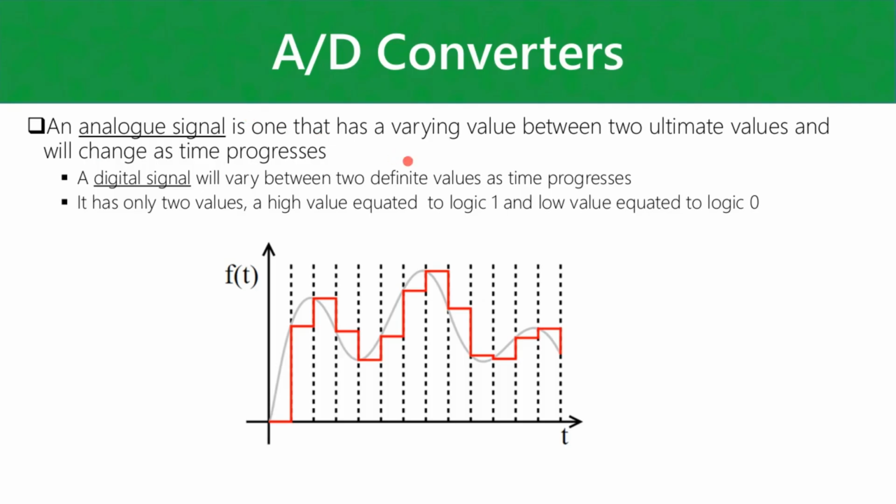Again, an analog signal is a varying signal between two ultimate values and will change as time progresses, whereas a digital signal will vary between two definite, discrete values as time progresses. Now, what I do not agree with, and I believe this is from the textbook, is that digital only has two values, a high value equated to logic 1 and a low to logic 0. I mean, you can have different levels, and then you can actually have binary numbers going up, that is, if you have more than one digit. If you just have one digit, you can't really get any useful information from there.